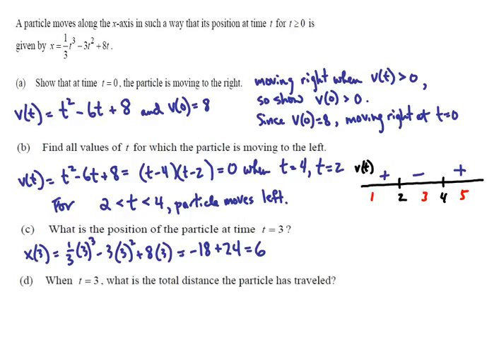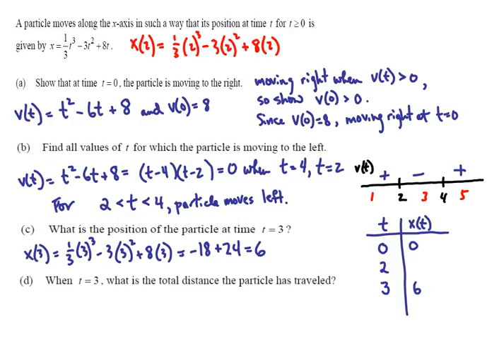And the easiest way that I know to do that is to make a little table. We're going to need the position at 0, at 2, and at 3. And x of 0 is 0, and we know from part C that x of 3 is 6, so we just need to calculate x of 2. And so to do this, we have 1/3 of 8. We get 8/3 minus 12 plus 16. So we're going to get 8/3 plus 4, which is 8/3 plus 12/3, which is 20/3.